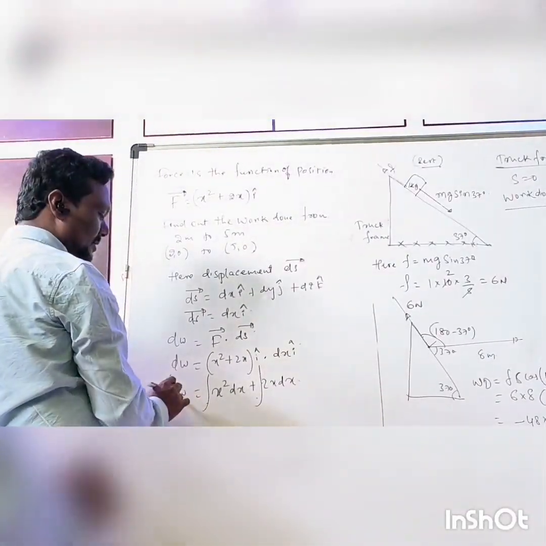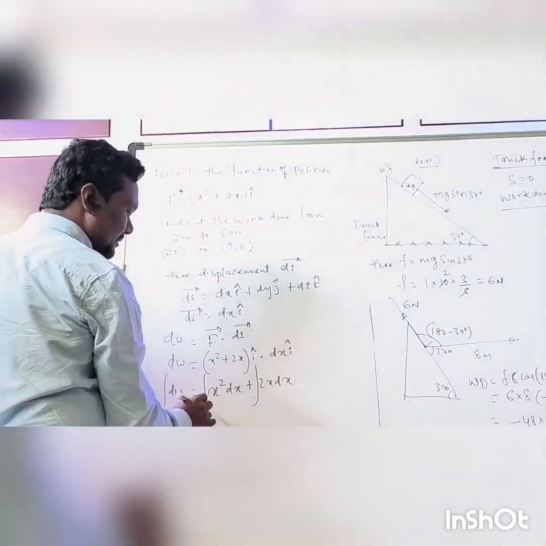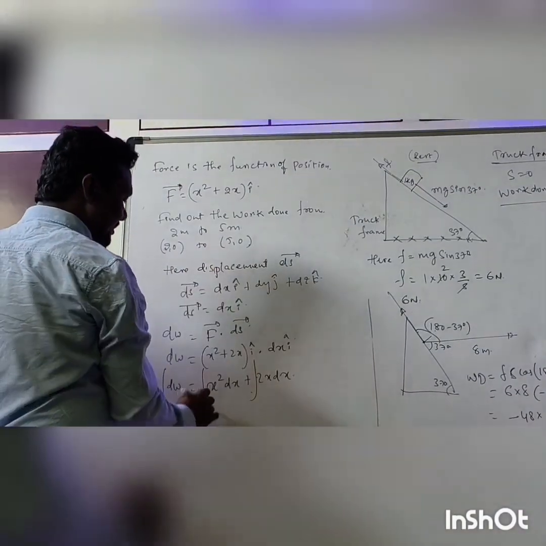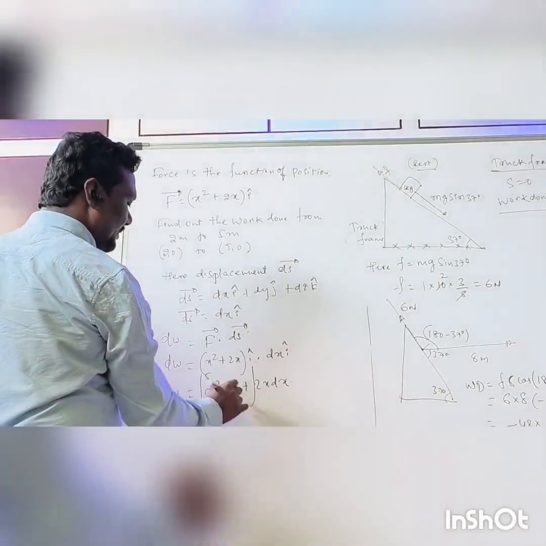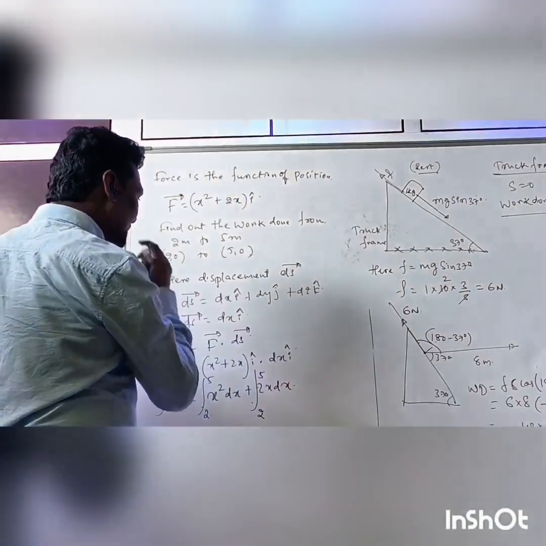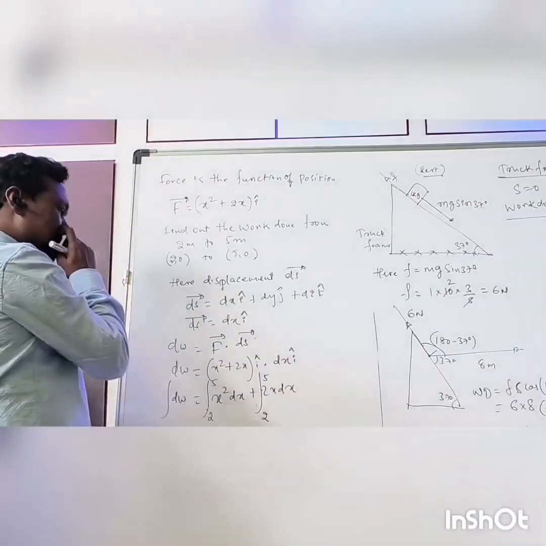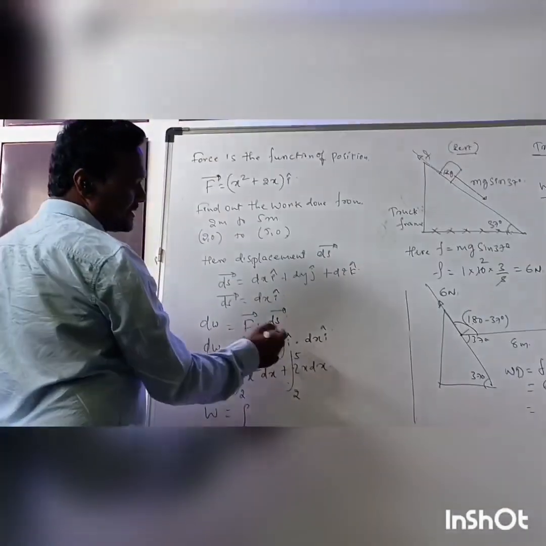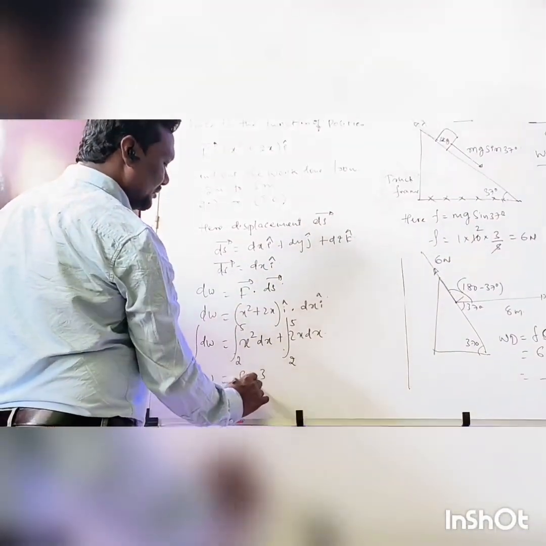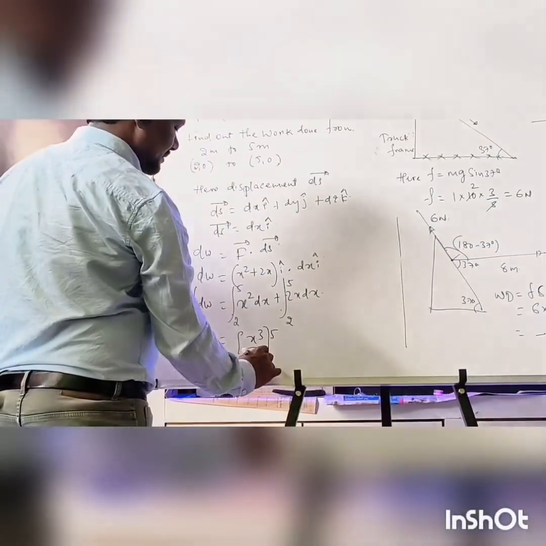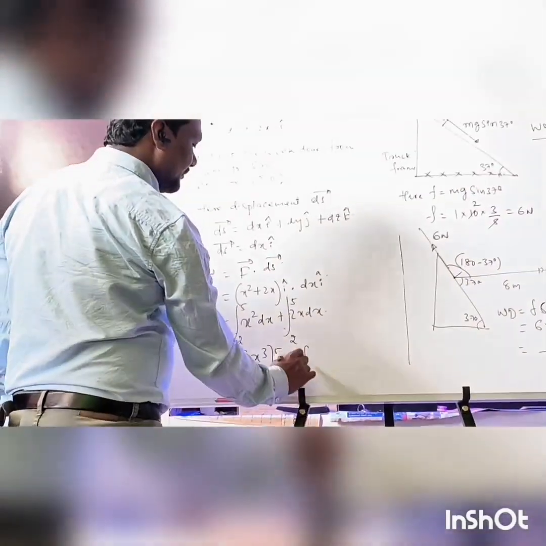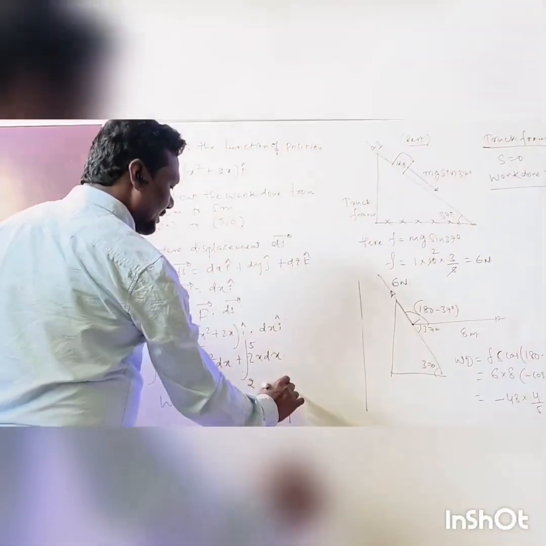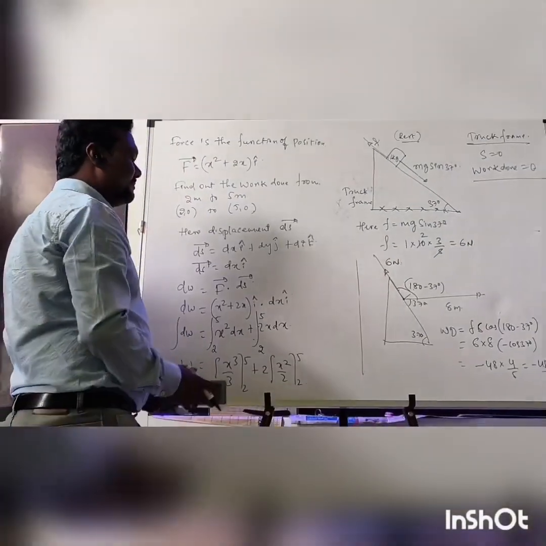Integration of dw is equal to the work done. Can I write it as integration from 2 to 5 of x square dx? Integration of x square dx is x cube by 3, upper limit 5, lower limit 2, and 2 of x square by 2, upper limit 5, lower limit 2.